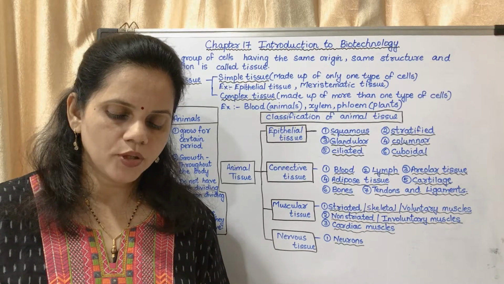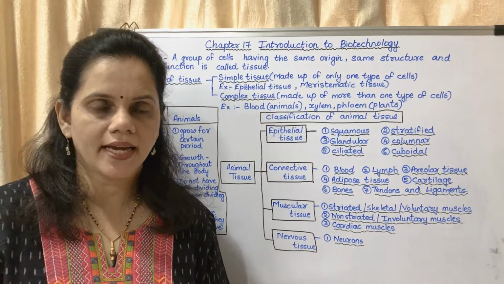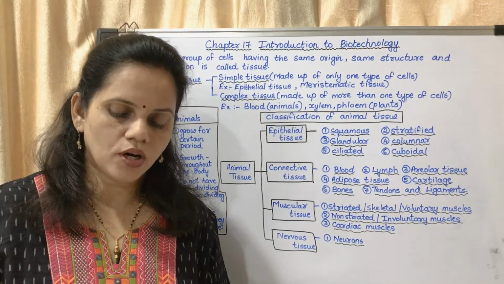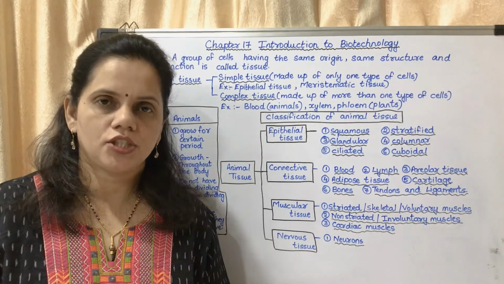The skin, the mucus layer of the mouth cavity (mucus layer means the slimy layer inside the mouth cavity), the inner surface of blood vessels, and the walls of alveoli are made up of epithelial tissues.